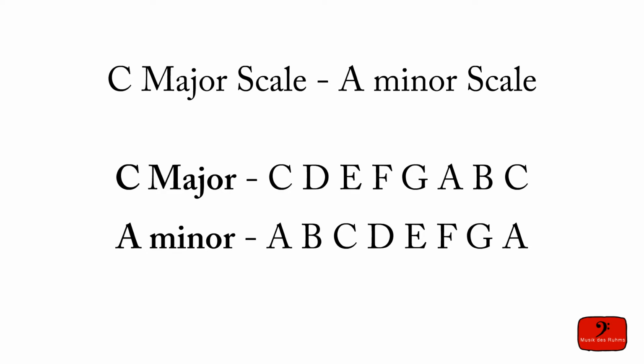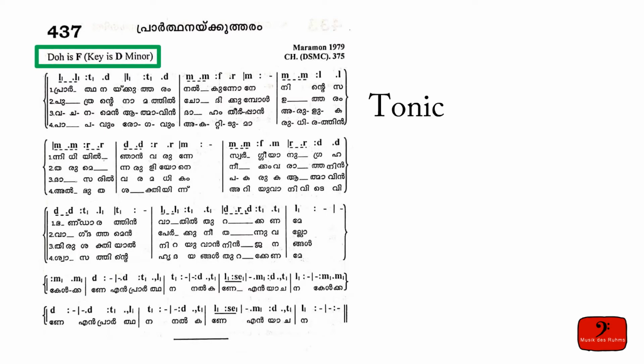You don't have to learn by heart the formula for finding a minor scale, but remember this relative relationship only. In song number 437, above the music notation you can see, Do is F, key is D minor. This means that the tonic of the song is F, but the key or scale of the song is D minor scale, which is the relative minor scale of F major scale. The relative relationship can also be utilized while applying chords for songs that are having only one part.